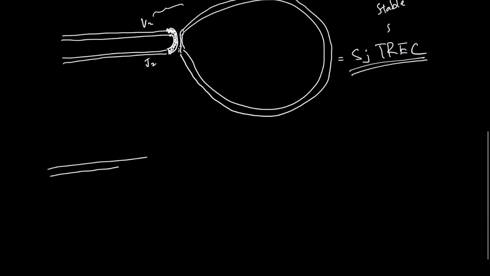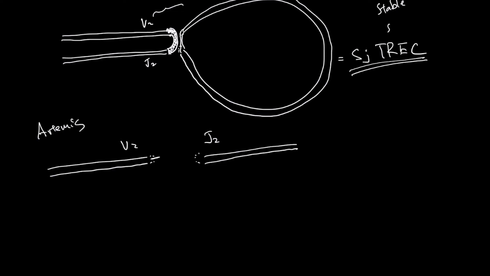Here is V2 right after the cut. Here is J2 right after the cut. What happens next is a protein called the Artemis tries to cut this covalent bond and this covalent bond to open the cut so that gluing can take place. But the Artemis will cut a little bit off the covalent bond. So when the cut is done, one strand is longer than the other strand.